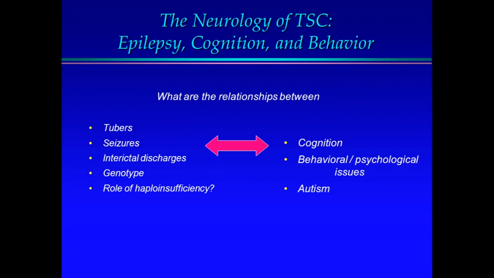And what a lot of people are doing now is thinking about the tubers, the seizures, the interictal discharges, so not the EEG of the kids seizing, but just the abnormal discharges, the genotype, TSC1 versus TSC2 type of mutation, and also is there a role for haploinsufficiency? Is there something just different about the brain of a person that has TSC? And trying to figure out cognition, behavioral, psychological issues, and autism. So that's the big overview.